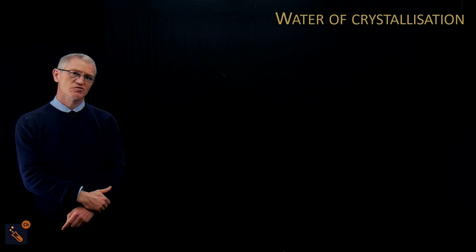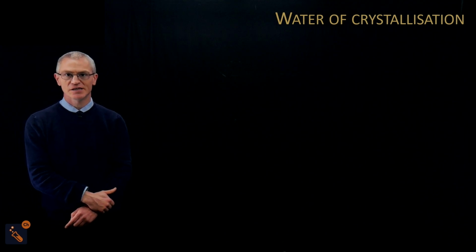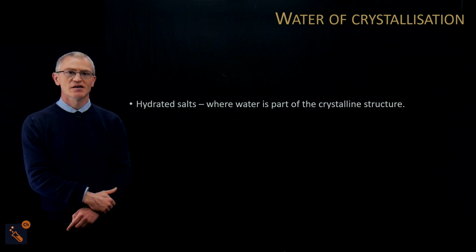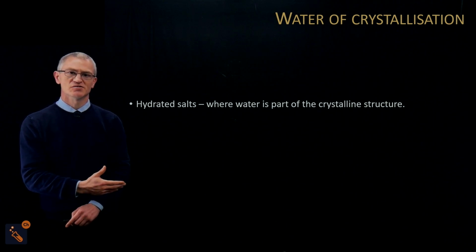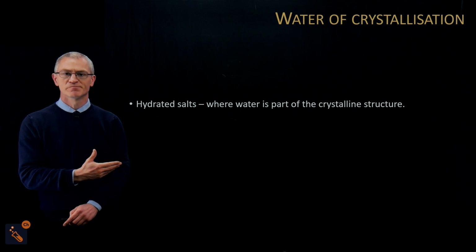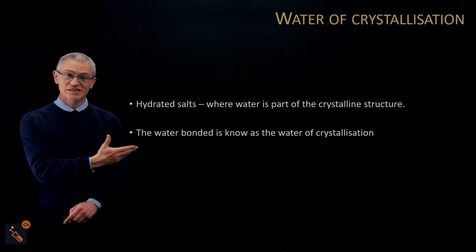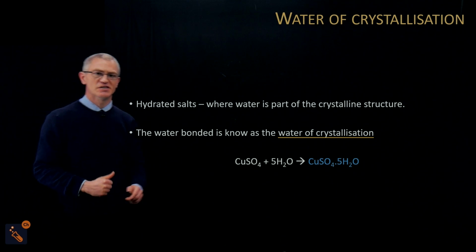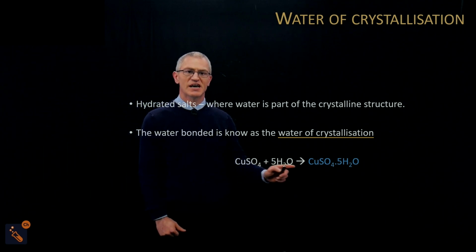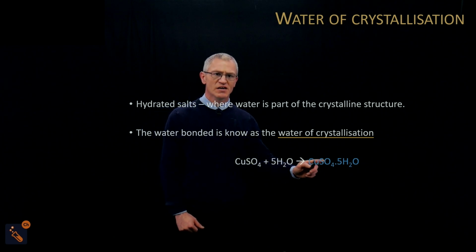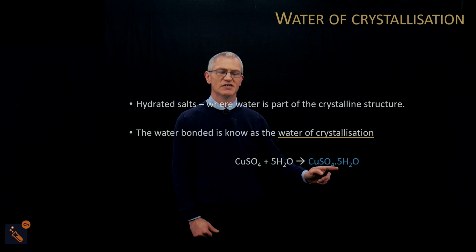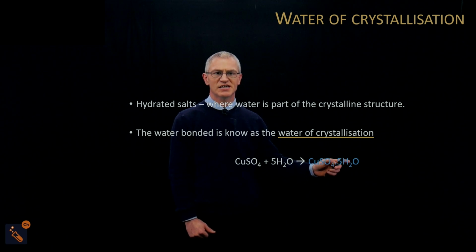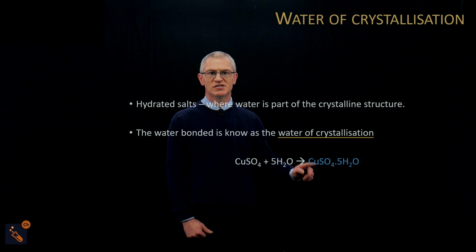We're now going to move on to water of crystallisation, which is a very common exam question. And water of crystallisation is to do with hydrated salts, where water is part of that crystalline structure. And the water bonded is called the water of crystallisation. So the most common example of using this, water of crystallisation, is with copper sulfate. So if you look at copper sulfate here, we can see that it's had water added to it. Now, this dot that you can see right here is denoting the water of crystallisation. It's saying that this water is bonded to this copper sulfate, or this salt.